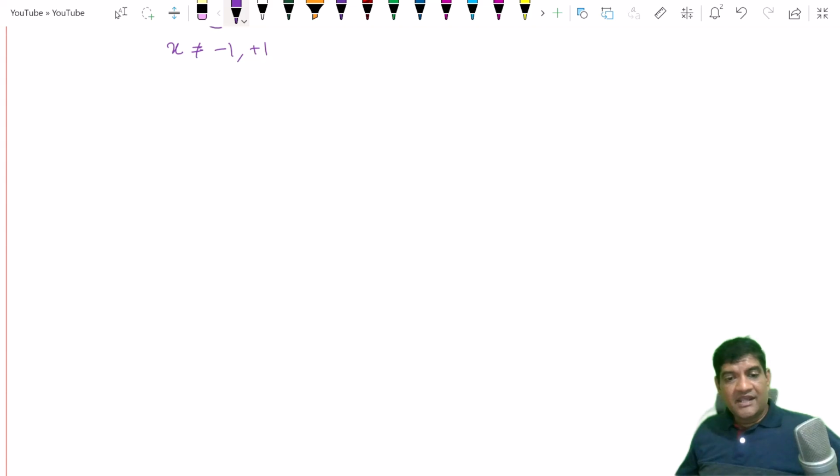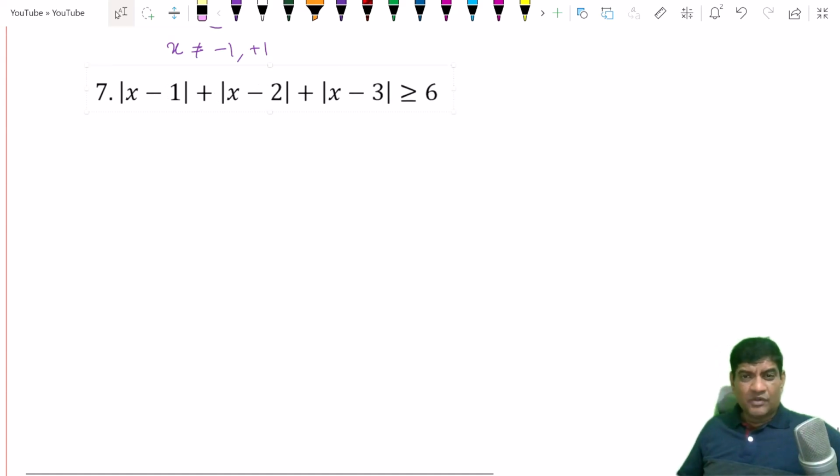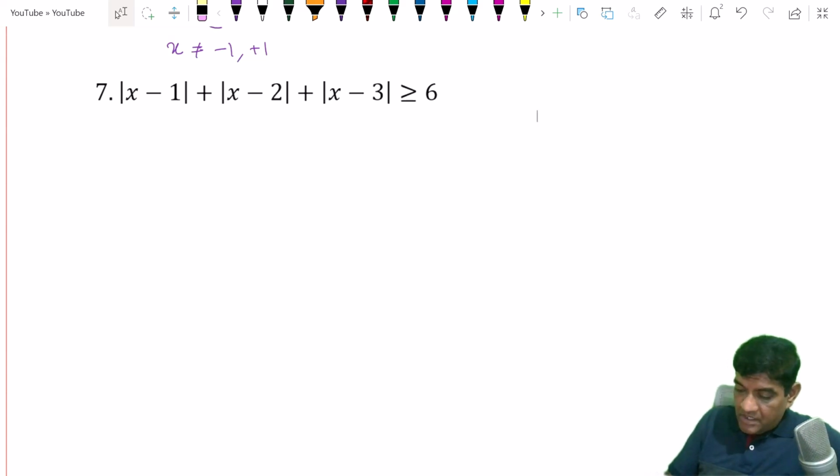Now the next question has two different ways of solving it. One is a very lengthy way of solving it, and there's one more easier way. I'll tell you how the lengthier way goes. I'm not exactly going to use it to solve it, or let's see if I can actually do it. All right. So we have three mod functions, and that's been put in an inequality which is greater than or equal to 6.